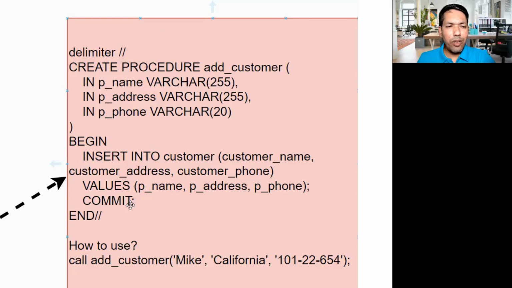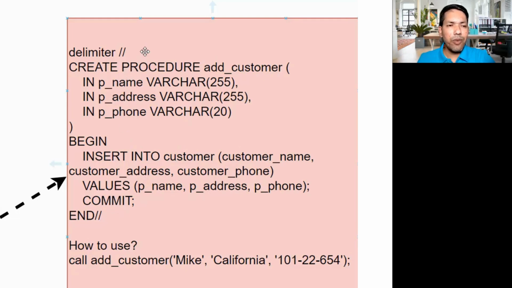Inside this begin and end block, you can write your logic or whatever rules you have to implement. Here I just wanted to insert a single record into the customer table. So I wrote a simple insert into customer where I'm passing the input parameters as values. The customer name will be p_name, that is the name that we're passing. Similarly, address and phone. After the insert statement, I'm committing my changes. You may want to commit or roll back the changes based on your condition. And after that, I'm ending the procedure.